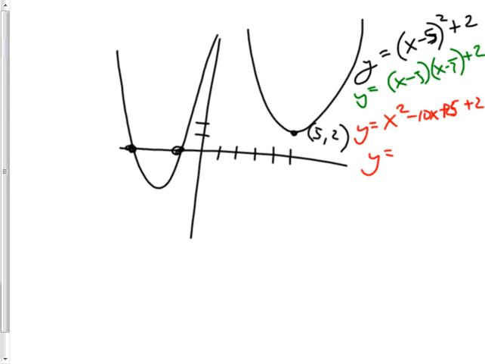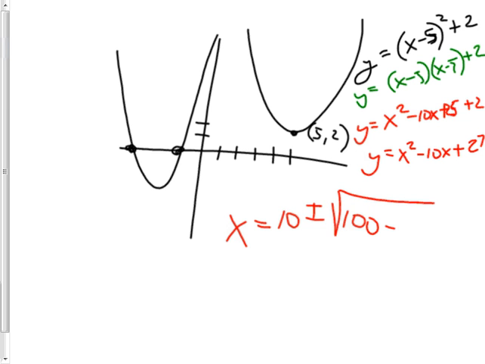And y equals x squared minus 10x plus 27, is that right? All right. So then, x equals negative b in this case. Negative b is negative 10. Negative negative 10, so it's 10. Plus or minus square root of b squared, which is 100, minus 4ac, 4 times 1 times 27, all over 2a, which is 2. Oh, can I just cancel these? No, can't do that. You have to factor the top first if you want to do that.